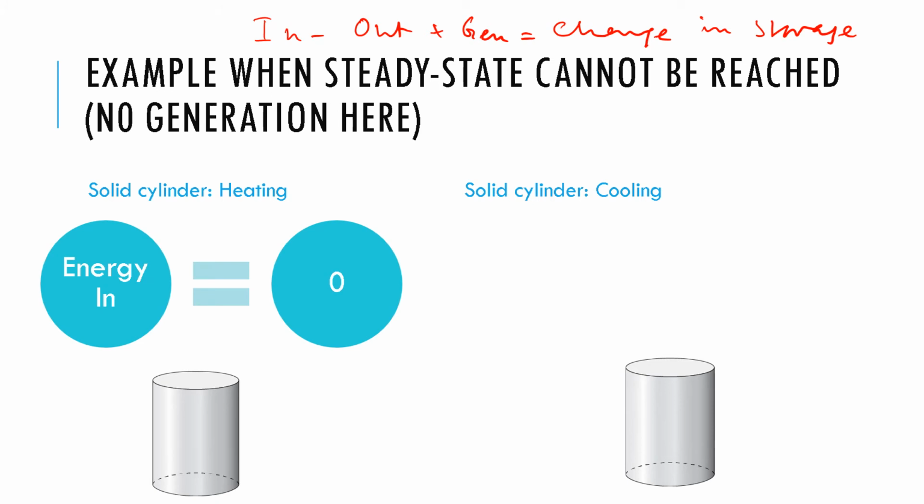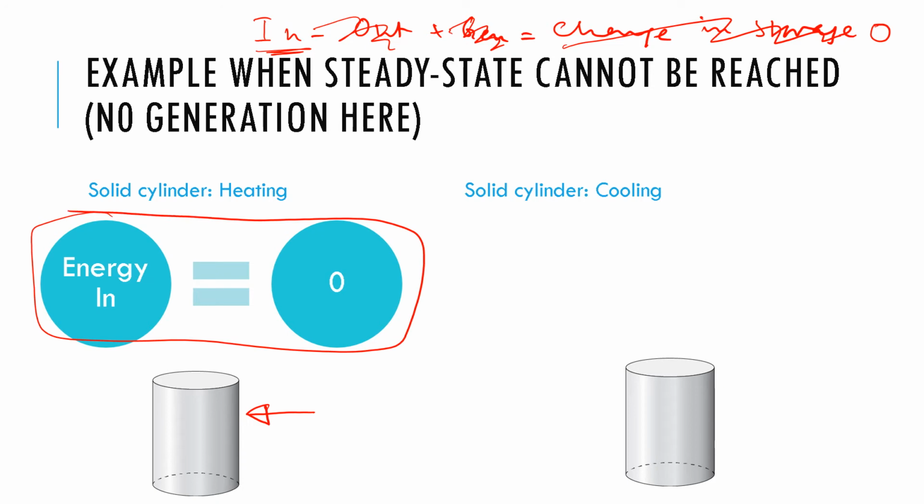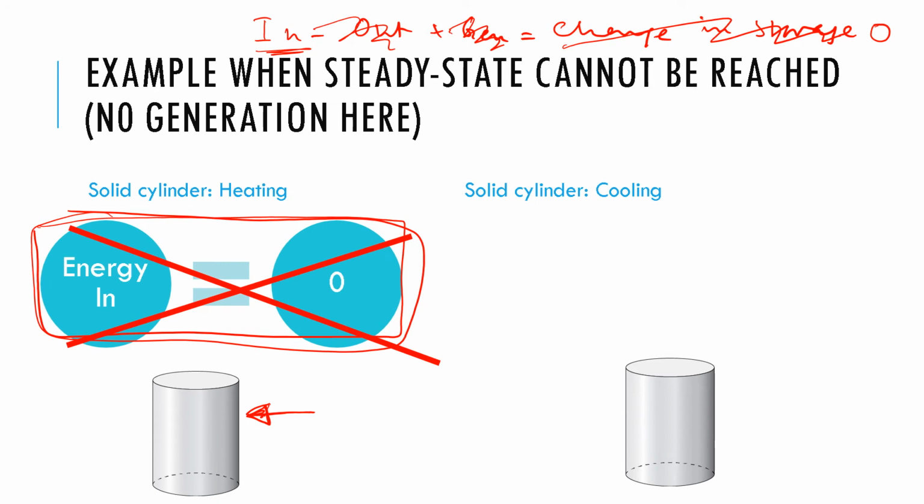So for example, if it is just heating of a solid body, then we have just the in term, there's no out and there's no generation, suppose. Then for steady state this would have to be 0. So our equation would be in minus in equal to 0, which is not possible. If there's a net amount coming in, a positive amount, then I cannot satisfy energy in equal to 0, which means this will not reach a steady state.